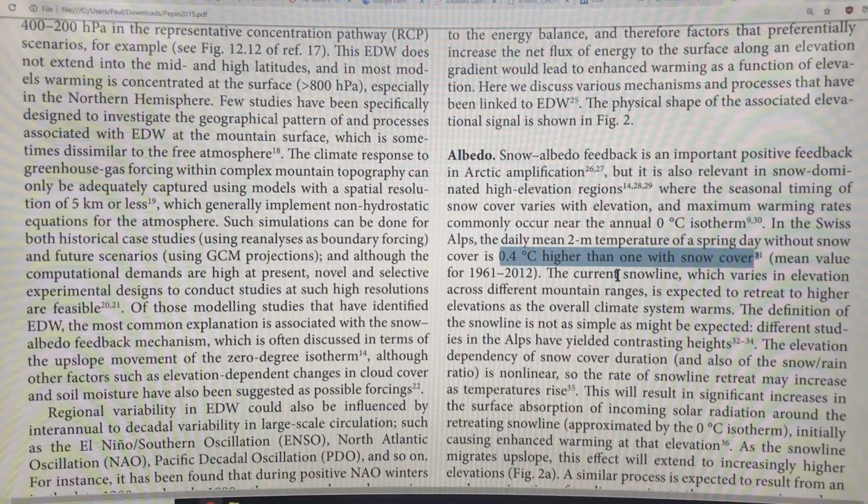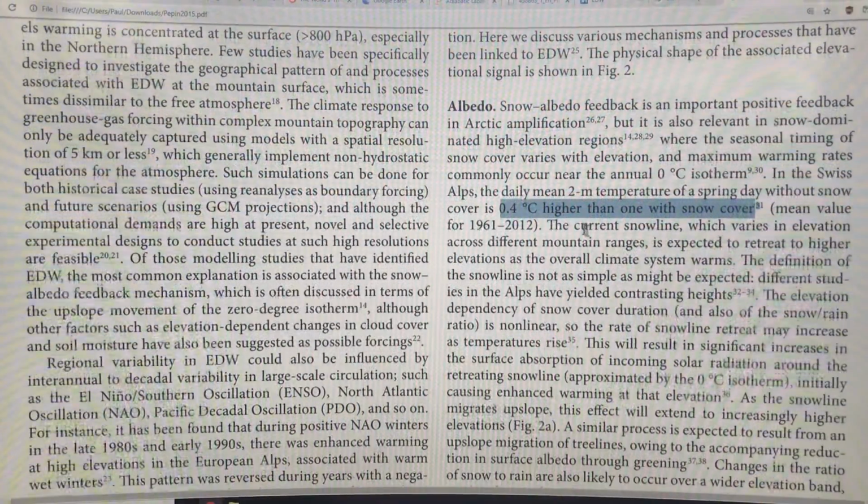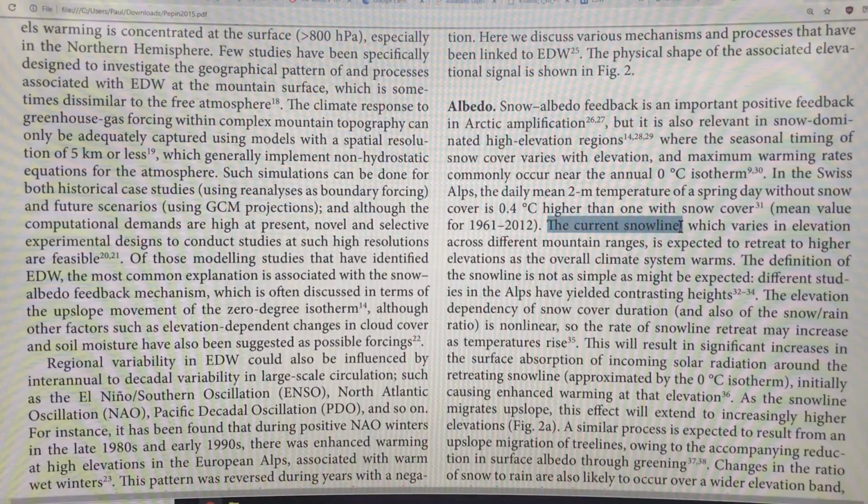So you can look at the elevation on one side of a mountain, for example, where there's no snow, and get the mean temperature. Then go a short distance away where there's snow and compare the differences. The snow reflects away sunlight and makes the surface less dark. There's higher albedo, so there's less absorption onto the dark surfaces, and less warming in that region. The current snow line is retreating to higher elevations as the overall climate system warms.